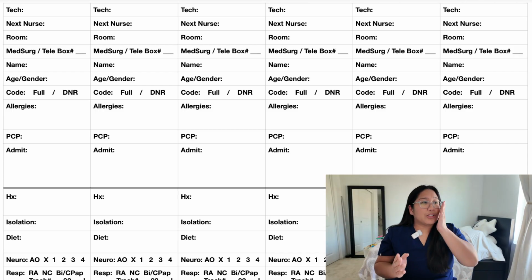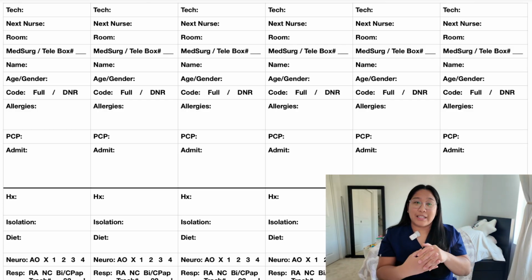I know some people that use red for critical lab values or green for things that are good that change, and that's cool. So whatever you can use for your organization that will help you out, I think you should definitely do that. So let's go and talk about this SBAR.